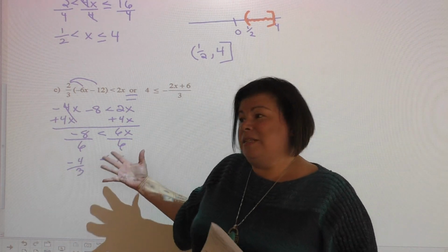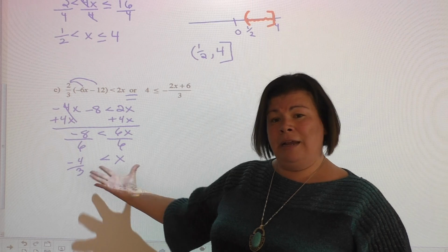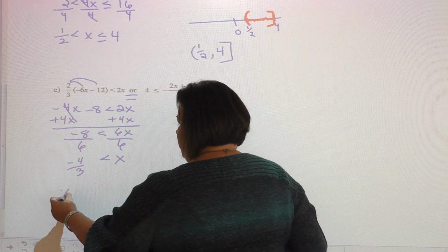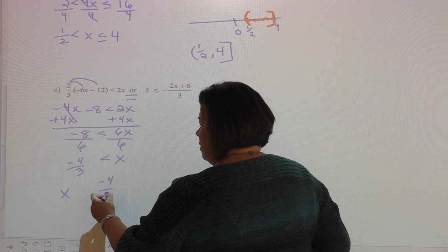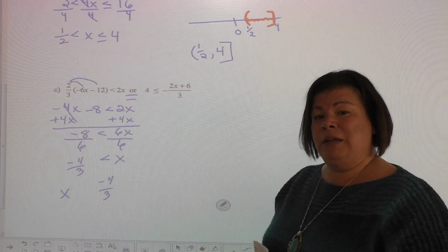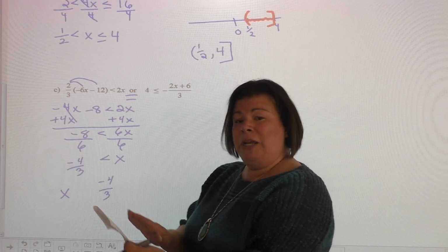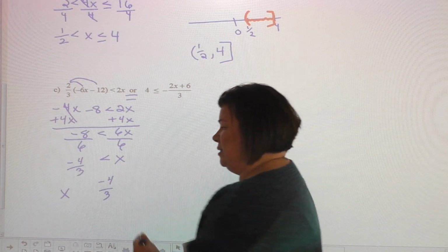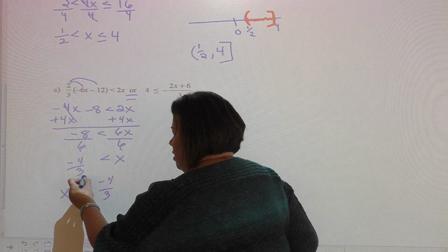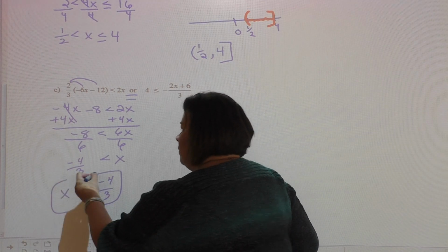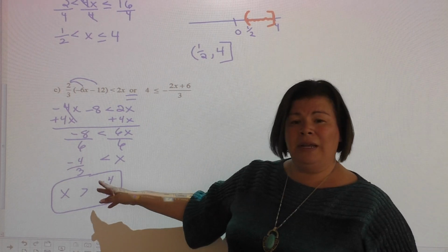But now, since I've solved for x, I'm going to go ahead and put that more comfortably on the left, but I don't want to change the meaning of that answer. So I'm going to make sure that the open mouth is still facing the x, so as not to change that actual solution. So here, x is greater than negative 4/3.